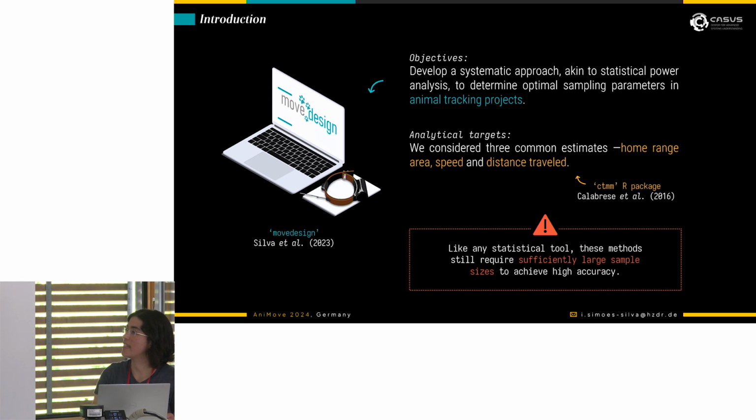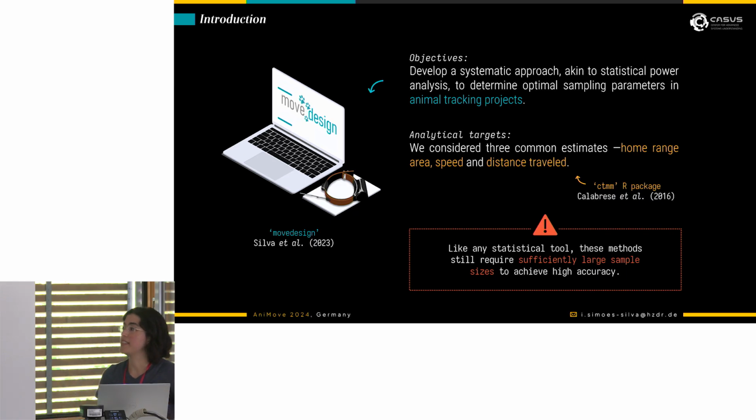So the good thing is that, as long as it doesn't crash immediately when we try using it, I developed this Shiny application that basically is analogous to power analysis. You can basically determine optimal sampling parameters based on a few different common estimates that people are interested in. Currently, I have home range and speed and distance traveled as the ones available. Obviously, it could potentially be expanded, but these are the ones that are available there.